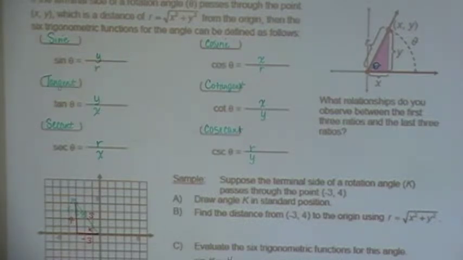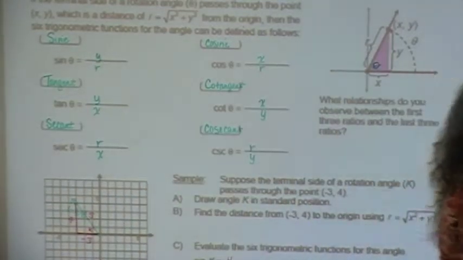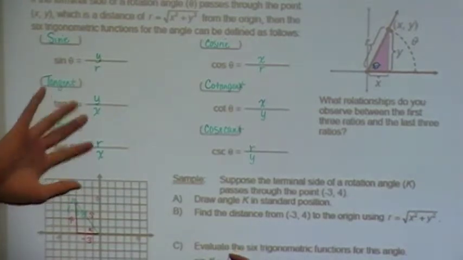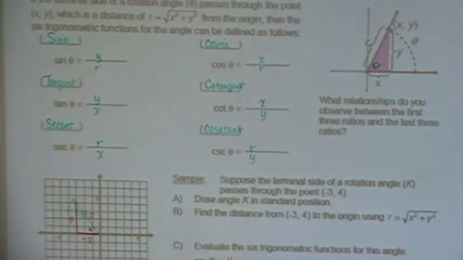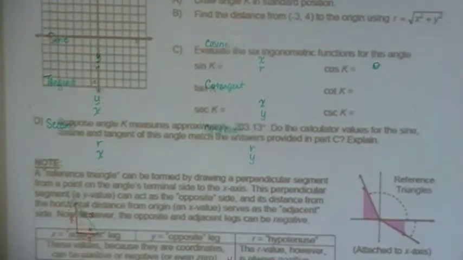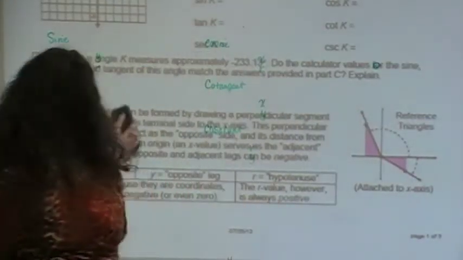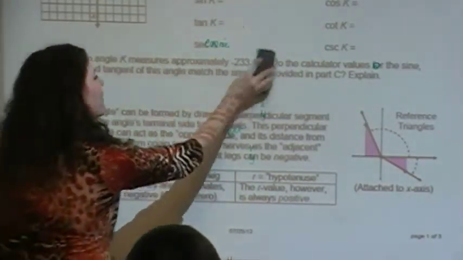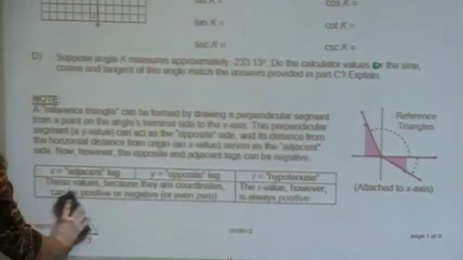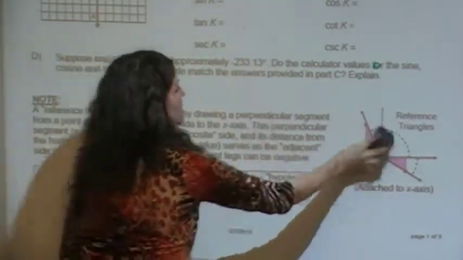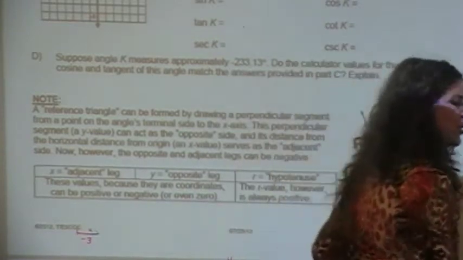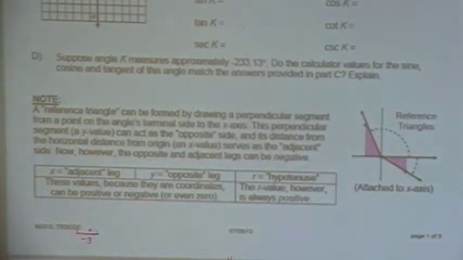Everybody good? All right, so now let me scroll this up real quick so you can read the question. Okay, so now it says, suppose angle K measures approximately negative 233.13 degrees. Then they say, do the calculator values for sine, cosine, and tangent of this angle match? So let's plug it in our calculator real fast and see.